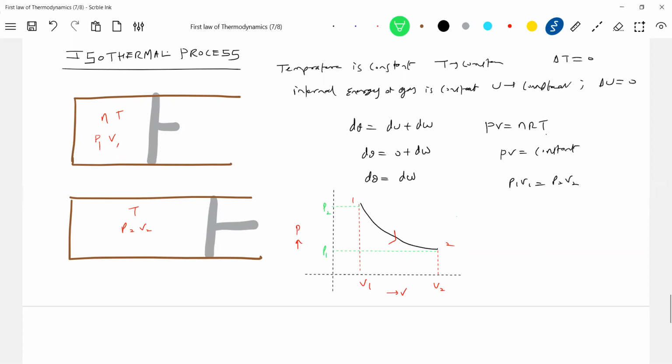So what will happen to the temperature of the gas? It remains constant throughout the path. Now you have to ask questions like, what makes the volume increase? I'll supply heat. There's a thing you should catch here: we are supplying heat.